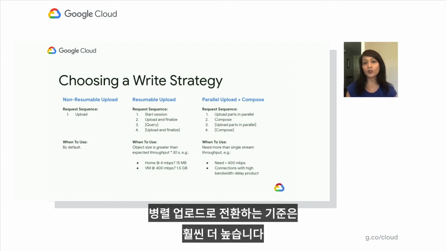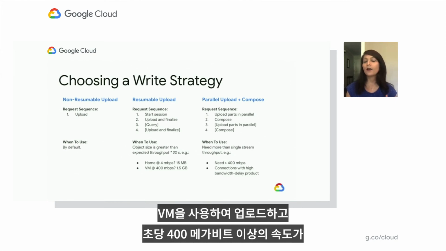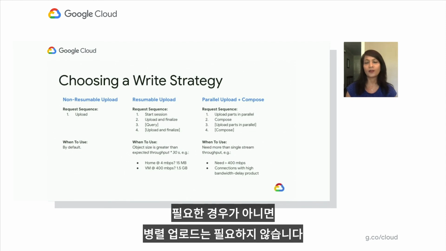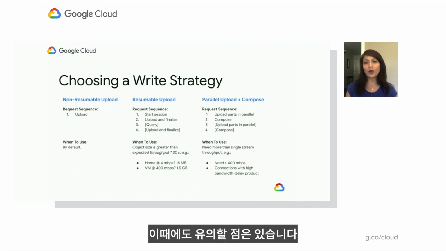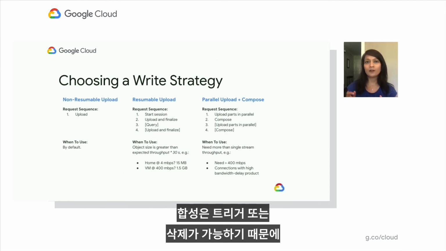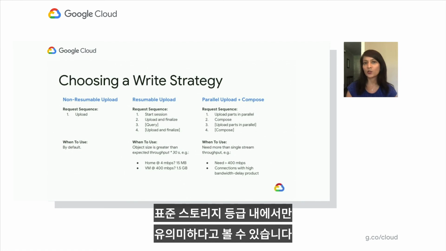The bar to switch to parallel upload is even higher. You shouldn't need it unless you're uploading using a VM and need more than 400 megabits per second. I do want to call out a gotcha here that Compose really makes sense in standard storage class only, because it could trigger early deletions.